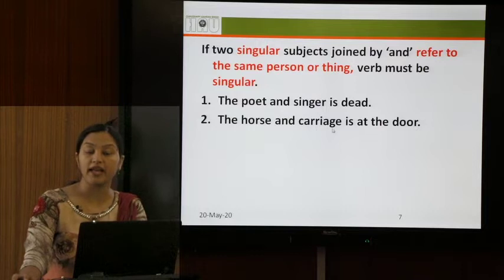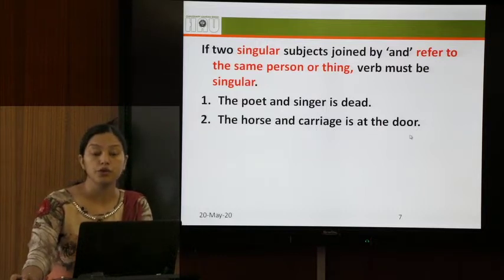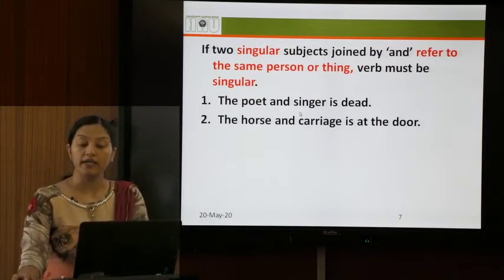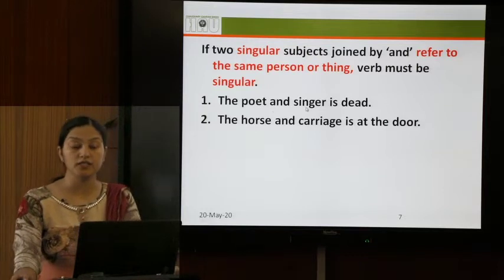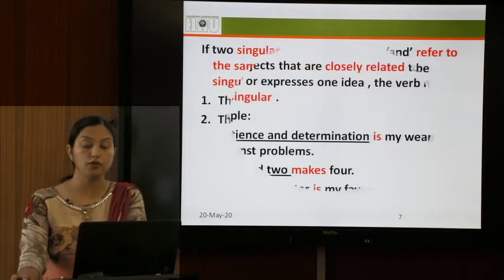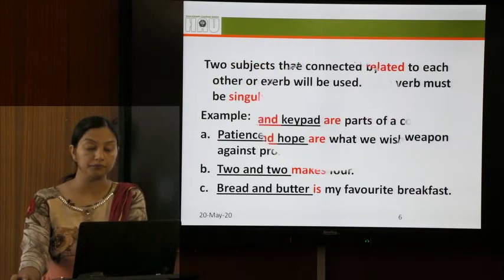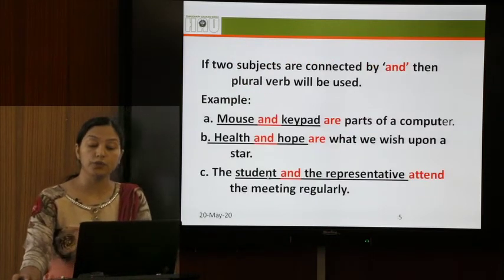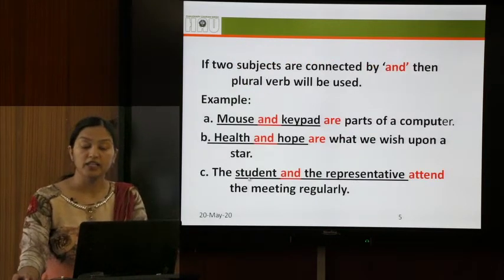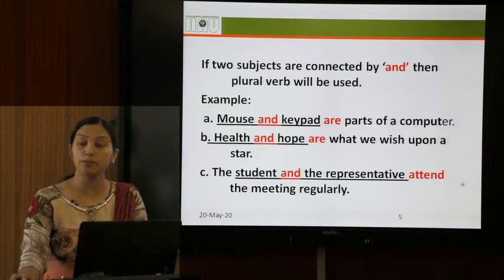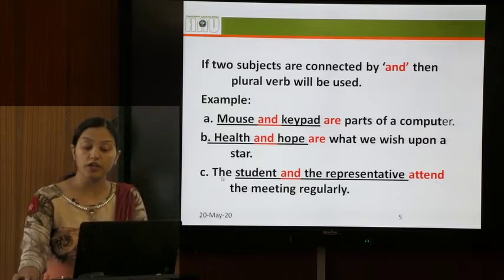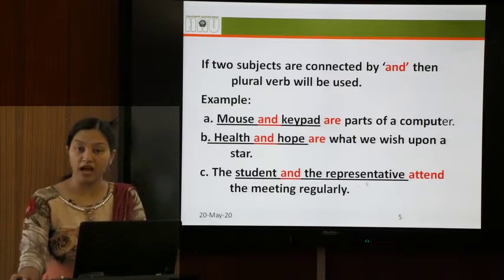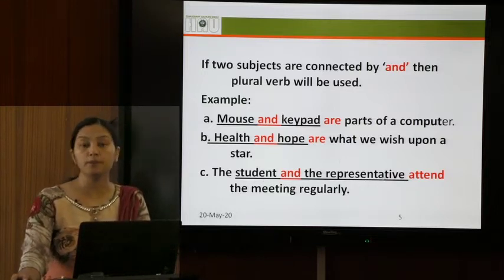The horse and carriage is at the door. So, here the poet and singer we are referring to a single person. If we go to the previous slide, then here the student and the representative, these we have used a plural verb here because we are using two definite articles with two different nouns, which makes them plural.